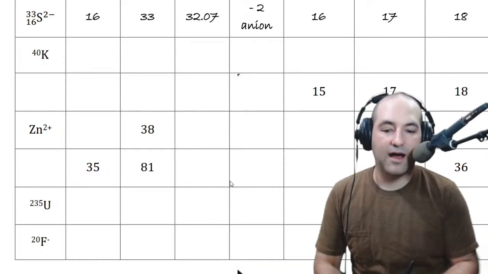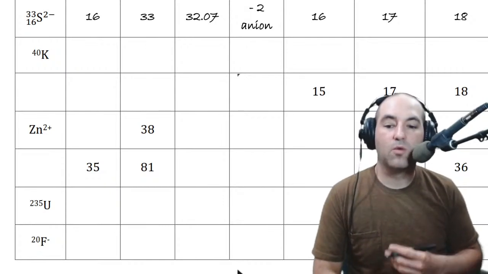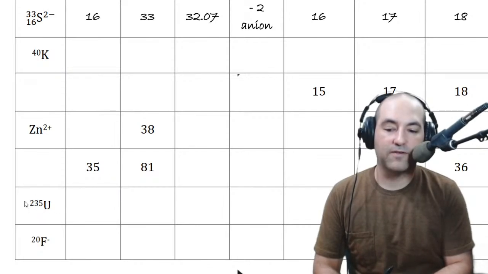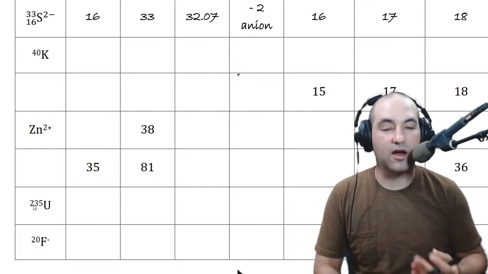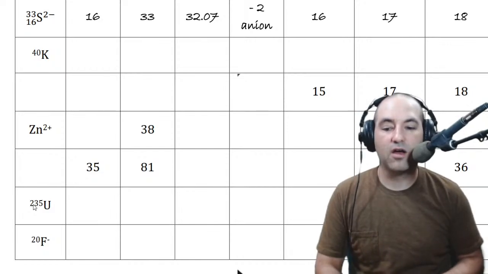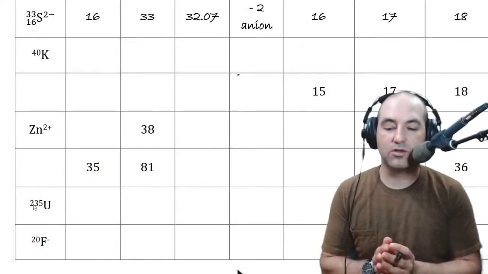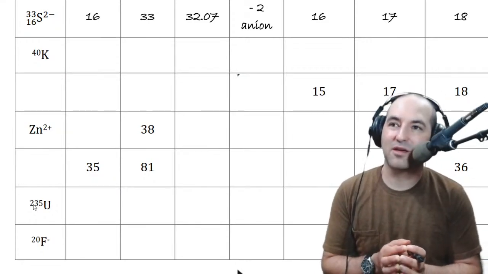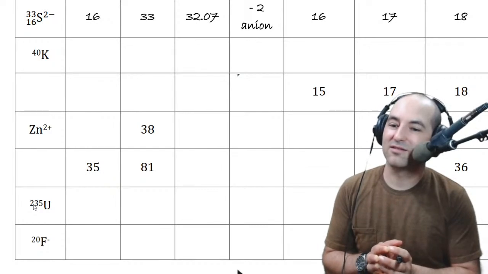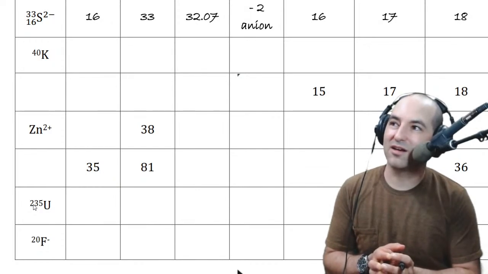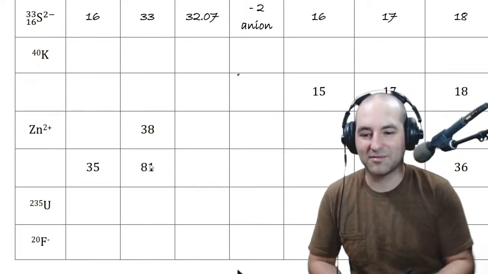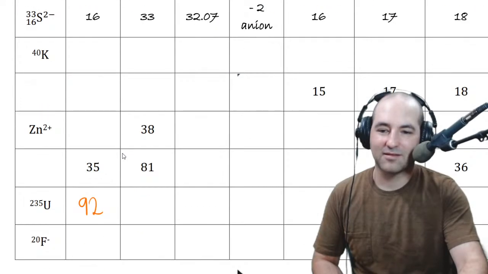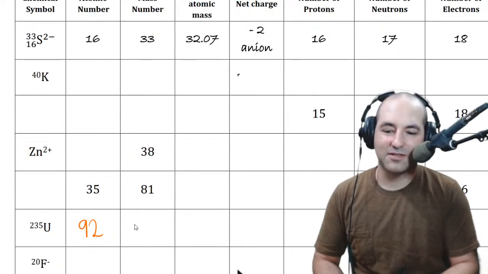So in order to find all the numbers of subatomic particles, we need to know which isotope we're talking about. And in this case, it's specified as 235. So we're talking specifically about uranium-235, which is the uranium with 92 protons. So our mass number is 235.